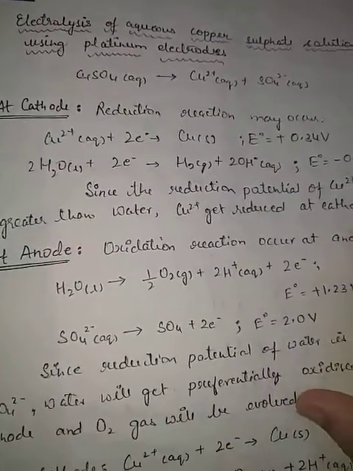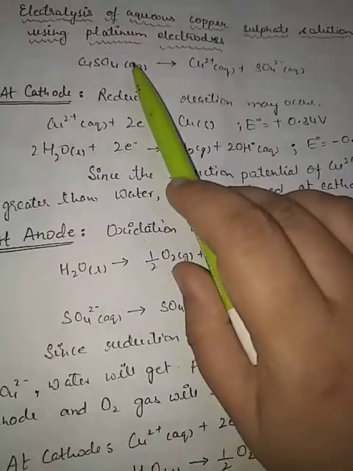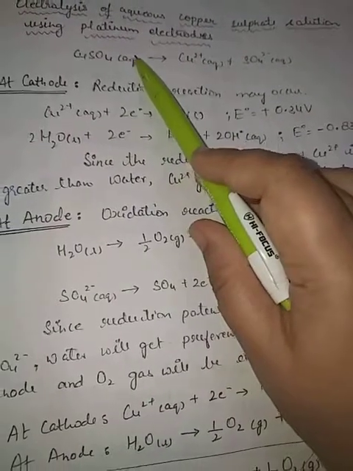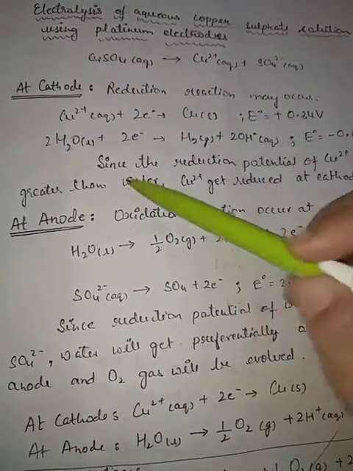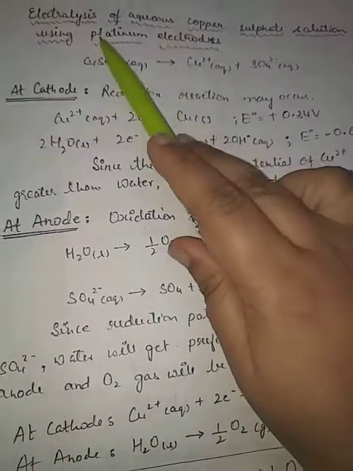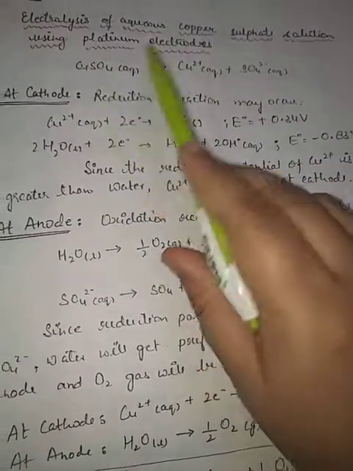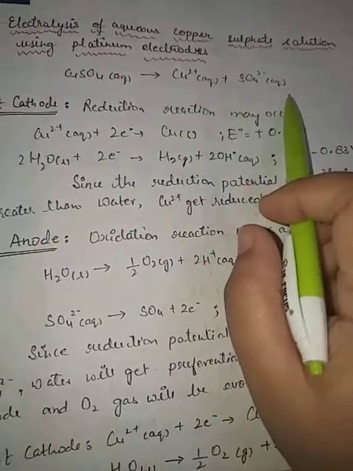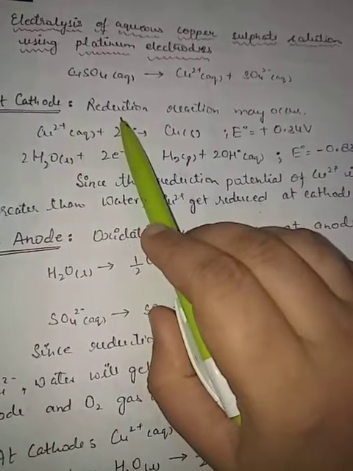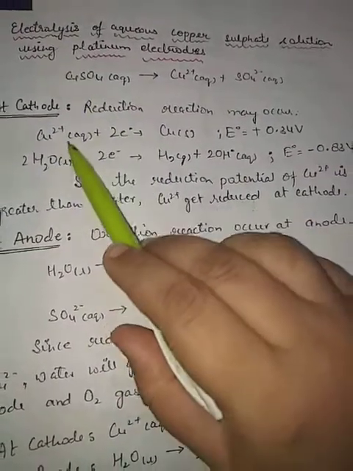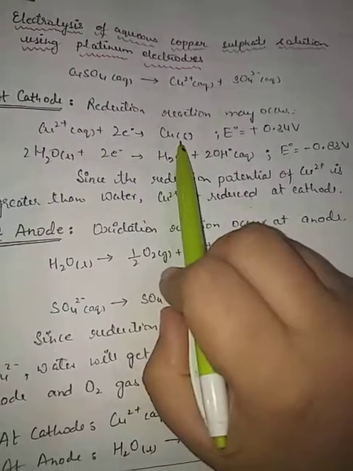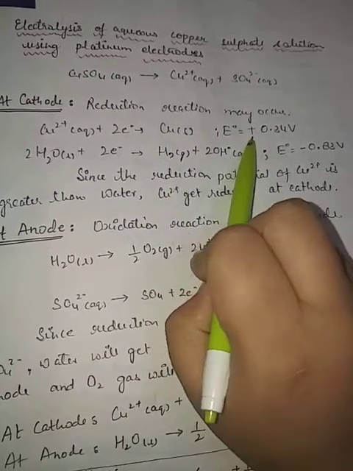Now we'll see one more, that is the electrolysis of aqueous copper sulfate solution, and here we have used platinum electrodes. If we take copper electrodes, then the reaction will occur in a different manner. Here we have taken platinum electrodes. Copper sulfate will dissociate to form copper ions aqueous and sulfate ions aqueous. At the cathode, the reduction reaction will occur. Copper ions will move towards the cathode, gain electrons and change into copper. Its reduction potential value is plus 0.34 volt.